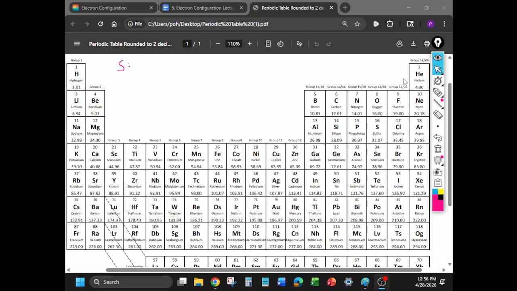Okay, so for sulfur, we got to get to box number 16 right here. So we got to get through everything before it, right? If we look at hydrogen and helium, that's 1s2. We kind of established that a couple times.